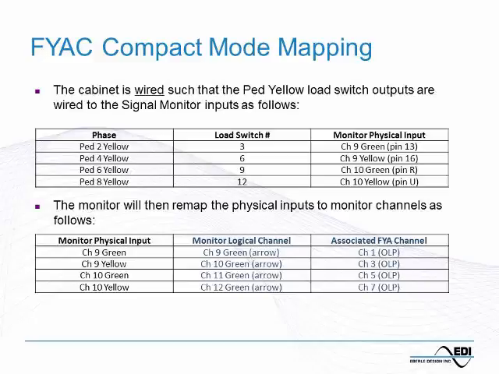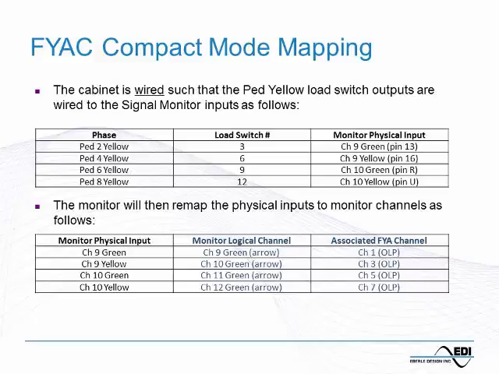So the end result is the picture that we saw in the previous slide, where we have our protected green arrows on channels 9 through 12 and our flashing yellow arrow overlaps on 1, 3, 5, and 7. And the pairing combination is identical to what we had in the standard mode. 1 and 9 go together, 3 and 10, 5 and 11, and 7 and 12. Okay. So again, make sure your cabinet is wired appropriately.